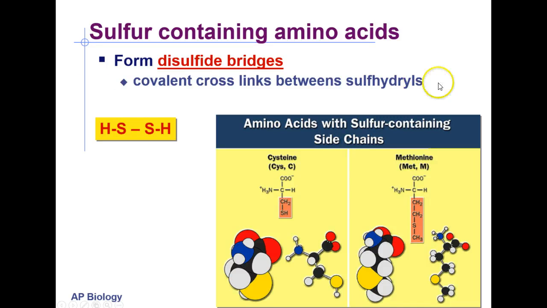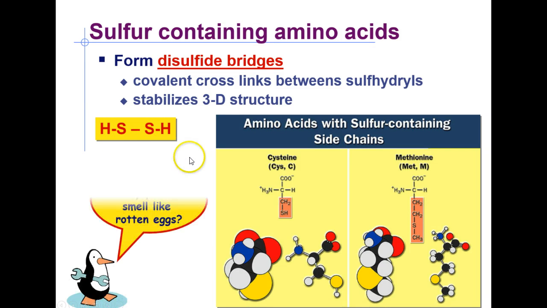So this also is important on how proteins fold, because sometimes when they fold, a sulfur will connect with a hydrogen. And you get two of those together, the two sulfurs connected, and that's called a disulfide bridge. Must be a lot of those in perms. That's why those smell like rotten eggs.